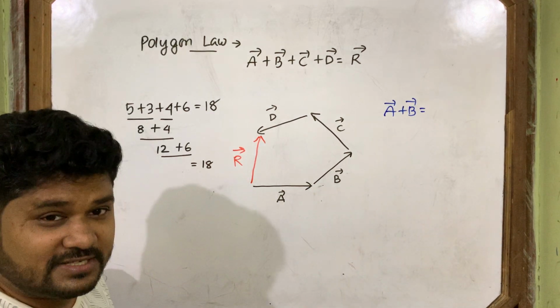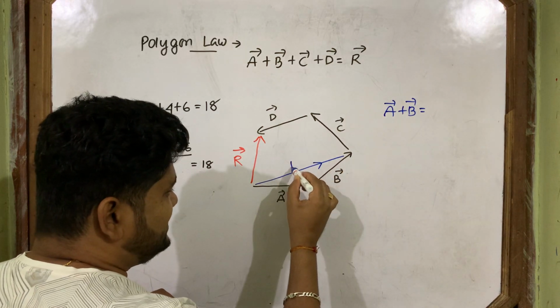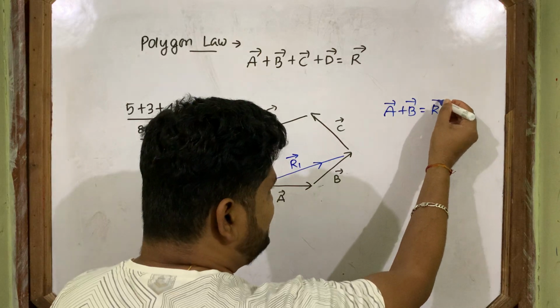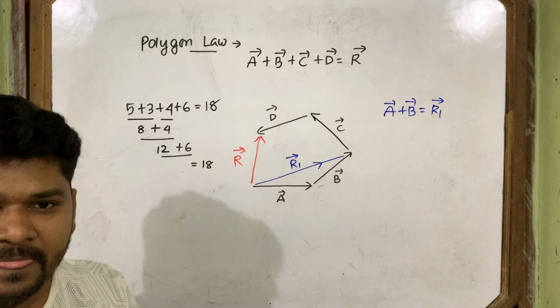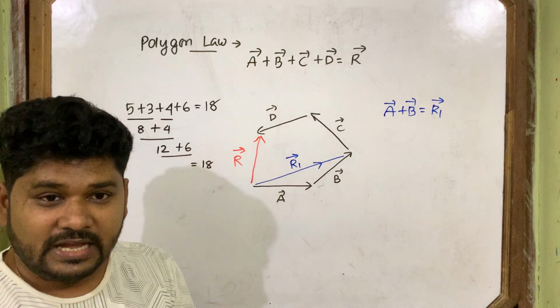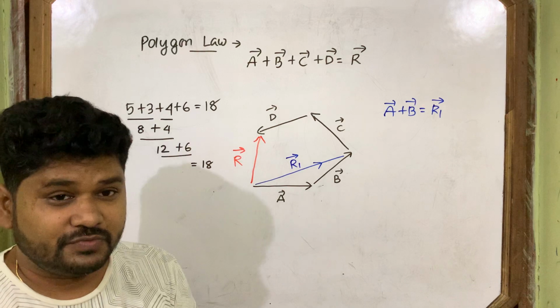Which one is the resultant? The third side of the triangle is the resultant, taken in opposite order. This is the resultant. That is the R1 vector. Understand? That is the R1 vector. I am going to prove whether this resultant is R vector or not. I am going to prove that one.